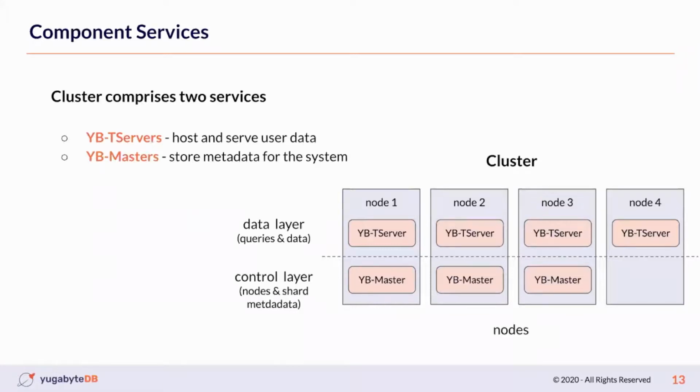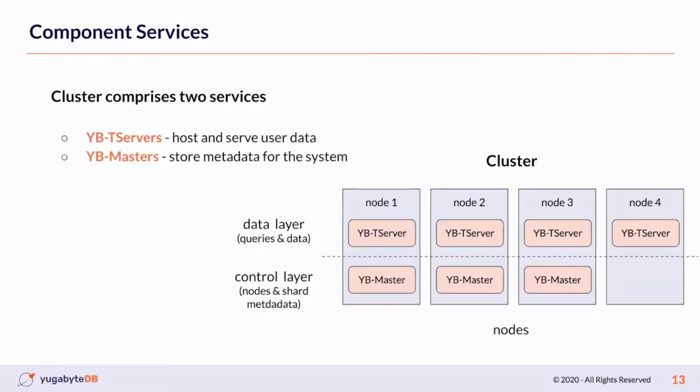All right, so let's talk about a single cluster. So let's take the primary cluster. In the primary cluster, there are 2 types of services inside the system. The first service is a YB TServer, which hosts and serves user data. In this example, you see that every node in the cluster, which is each of the 4 nodes, has a YB TServer process, all of which join to form a YB TServer service.